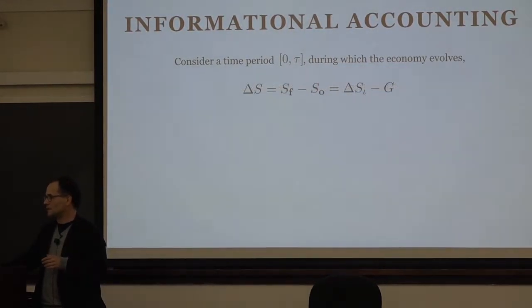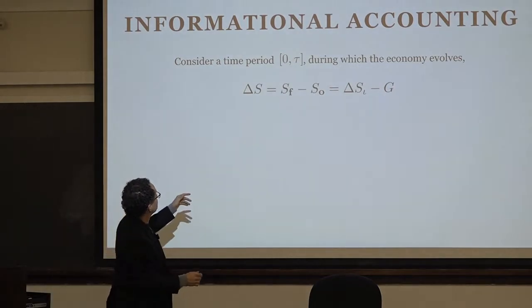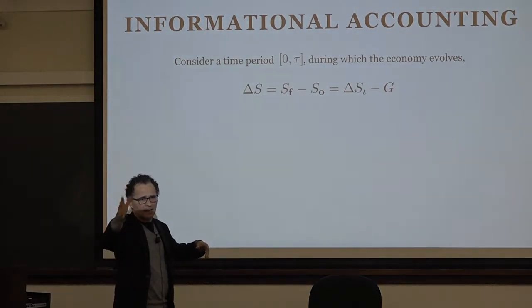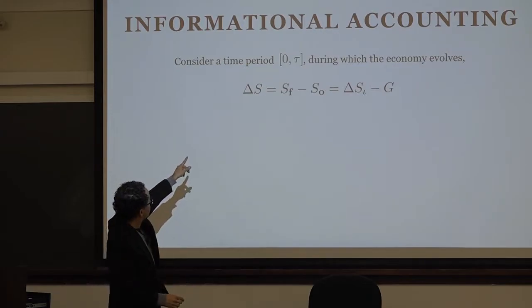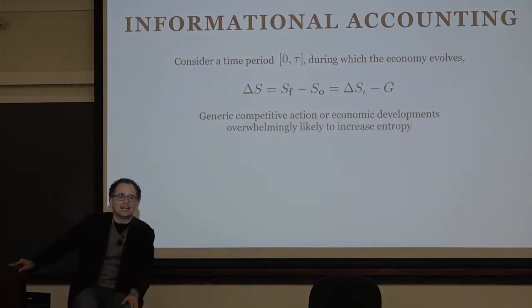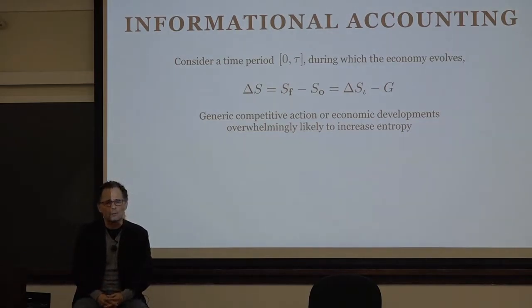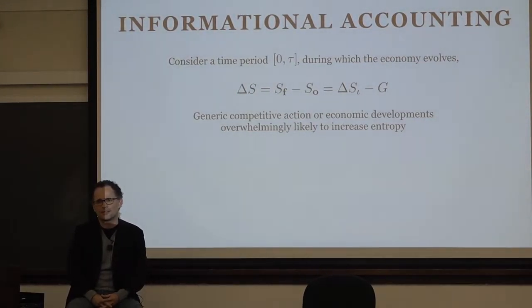Bear with me. Okay, so we're considering a time period between zero and tau during which the economy goes from E0 to E_F, and from state of profitability vector O to F. And that is the change in entropy. And I've already told you this. Any generic action taking place in the economy during this period is overwhelmingly likely to increase entropy. It sounds like a tautology, but it is not. The only things that reduce entropy are the things that reduce entropy. Let me make the serious point. The only economic processes that will reduce entropy are processes whose economic drivers ensure that they reduce entropy.